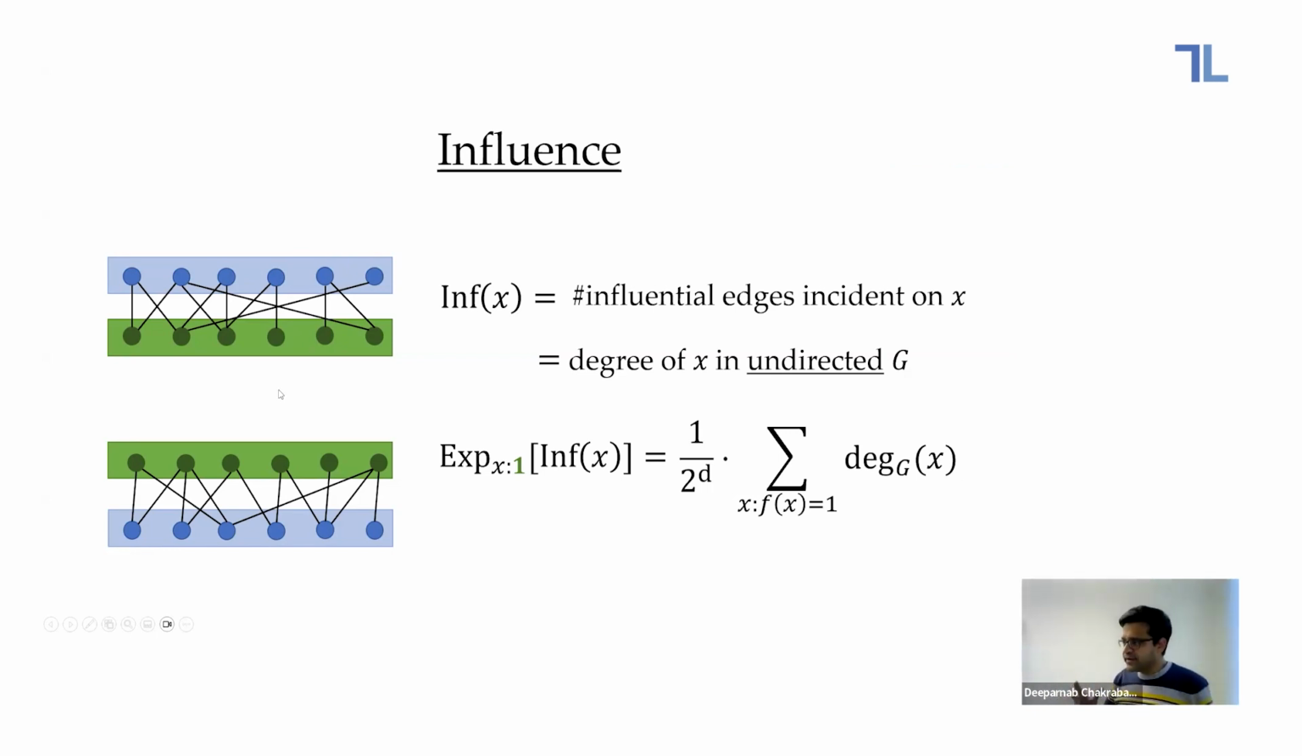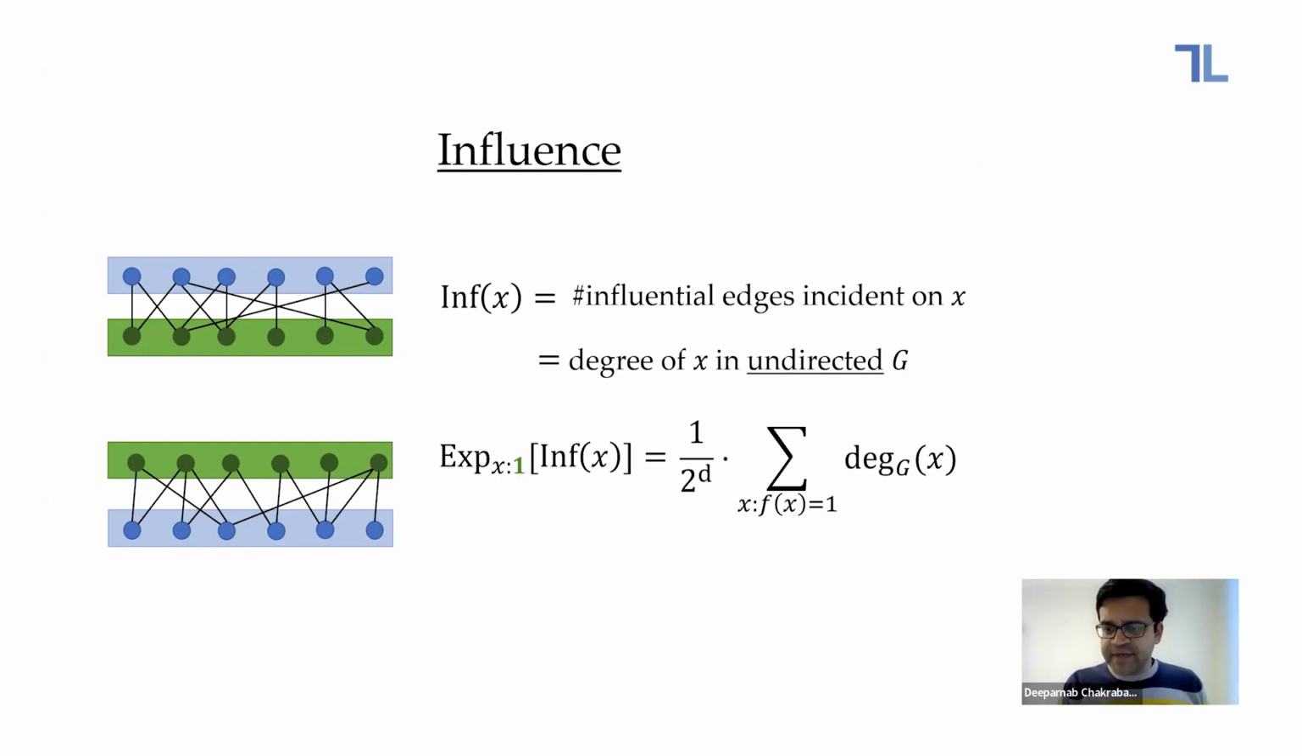And the way to think about it is that influence of x is defined to be the degree only if it is green, only if the function value is 1, otherwise it is 0. That's the definition to keep in mind. And so this is a correct statement if you interpret it this way. So inf x is a degree only if it is green, otherwise it is 0. And then 1 by 2 to the d is the correct normalization. Okay, and so you get this.